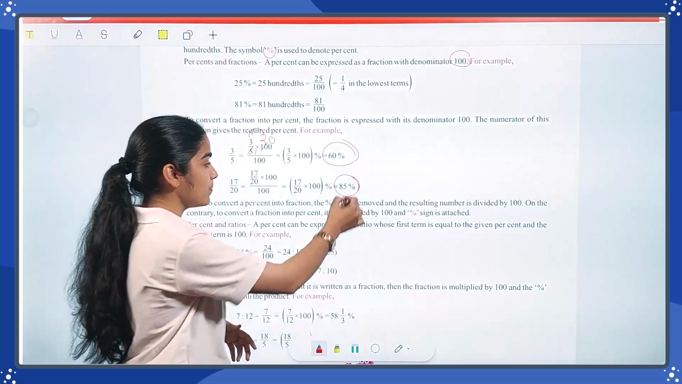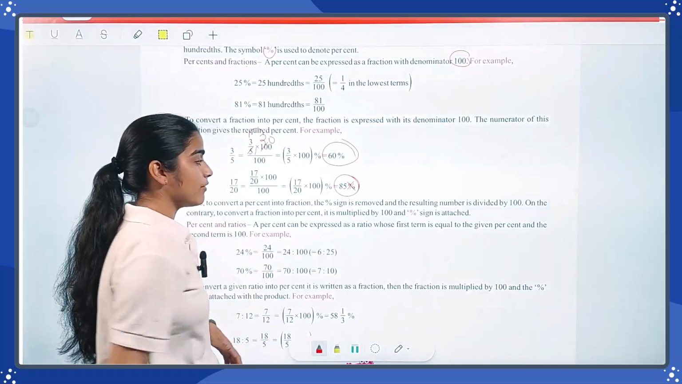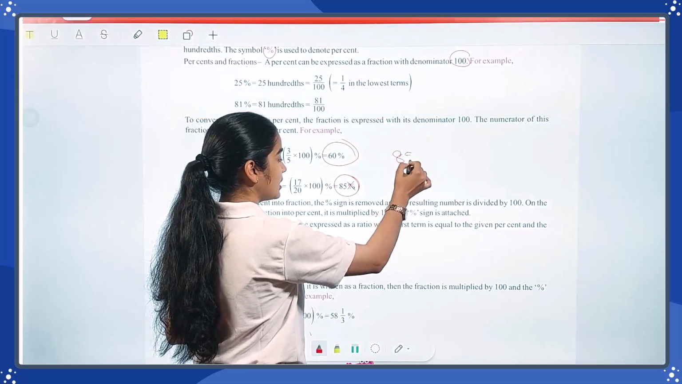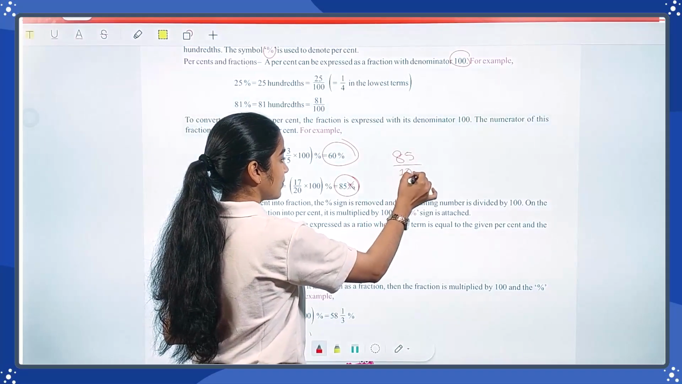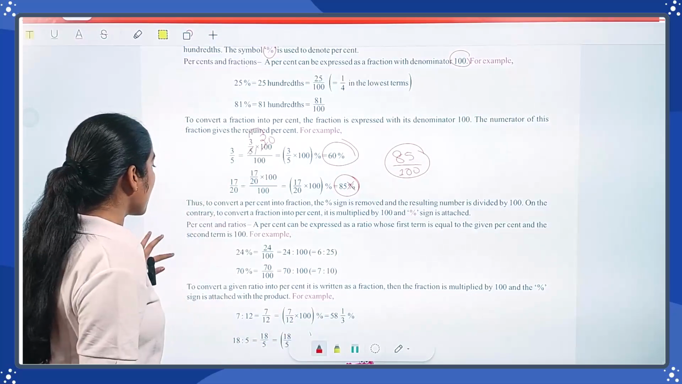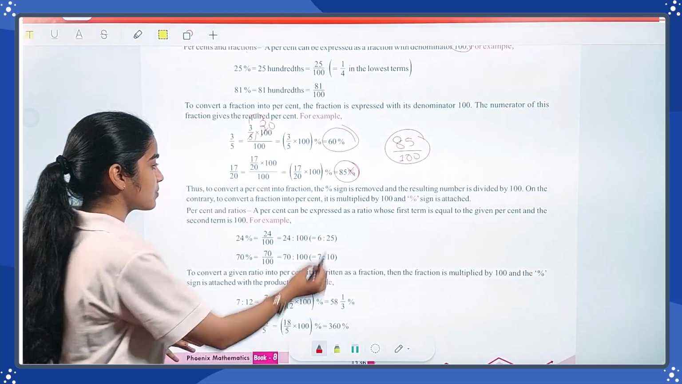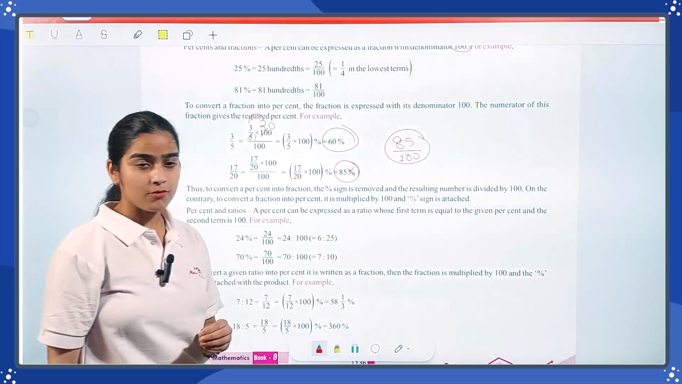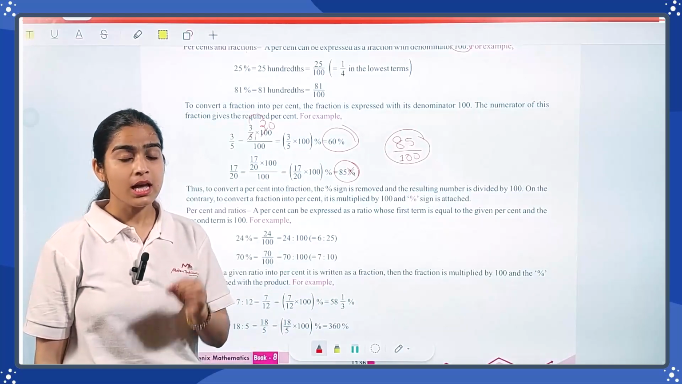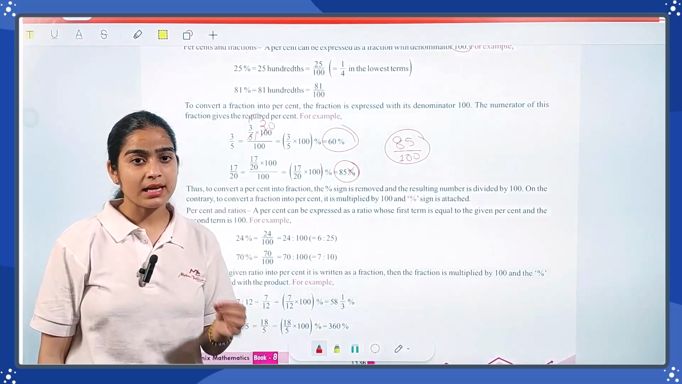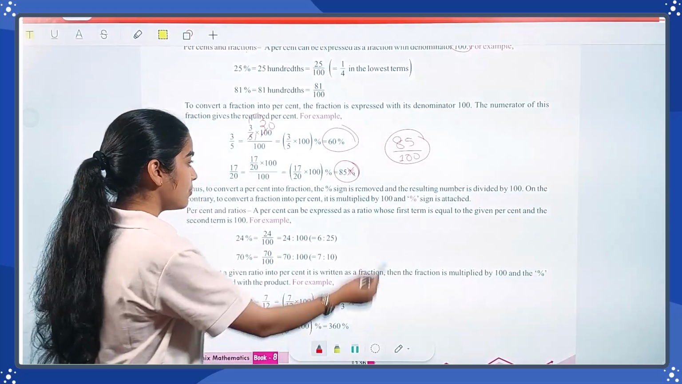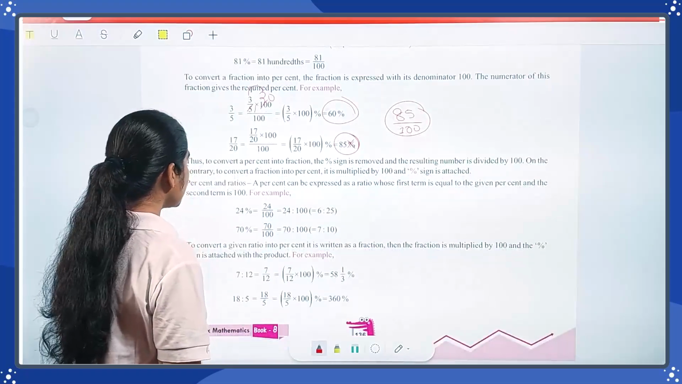Whenever you have to remove this percentage sign, it means you are writing 85 upon 100. Okay. Now, on the contrary, to convert a fraction into percent, it is multiplied by 100. If you want to remove the percent sign, then you have to divide the number by 100. If you want to add a percent sign, it means you have to multiply that number by 100. Percent sign is attached.